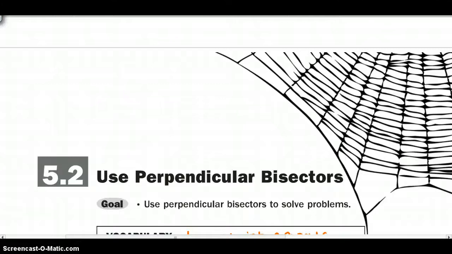Welcome back to Chapter 5, and we are going to continue with Section 2, using perpendicular bisectors. So today we're going to use perpendicular bisectors to solve some problems.